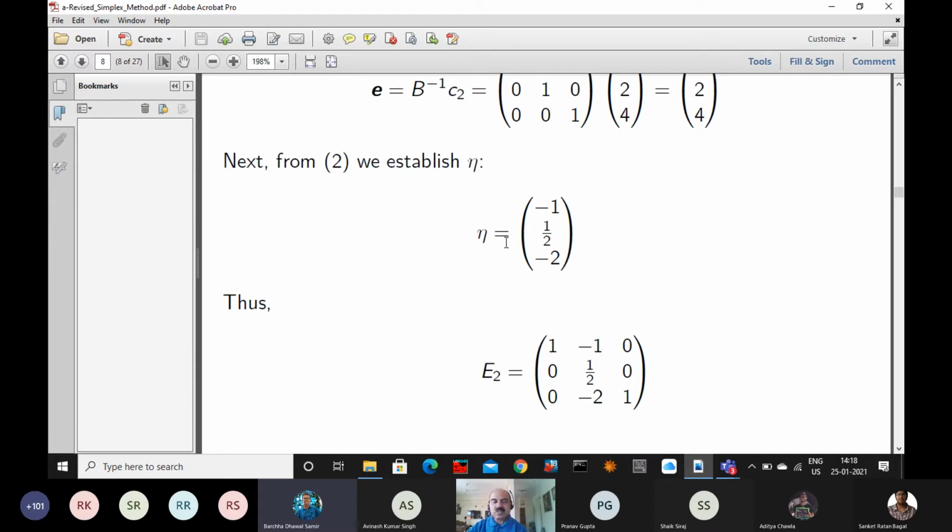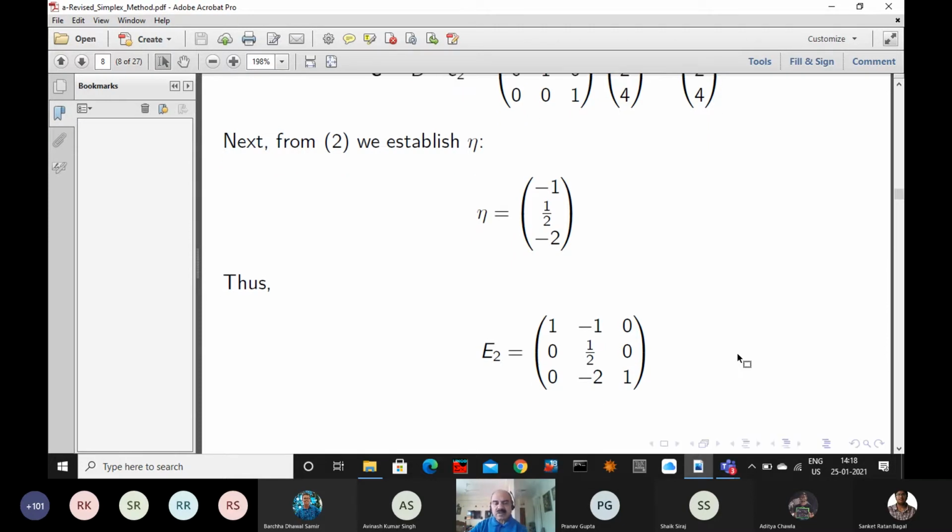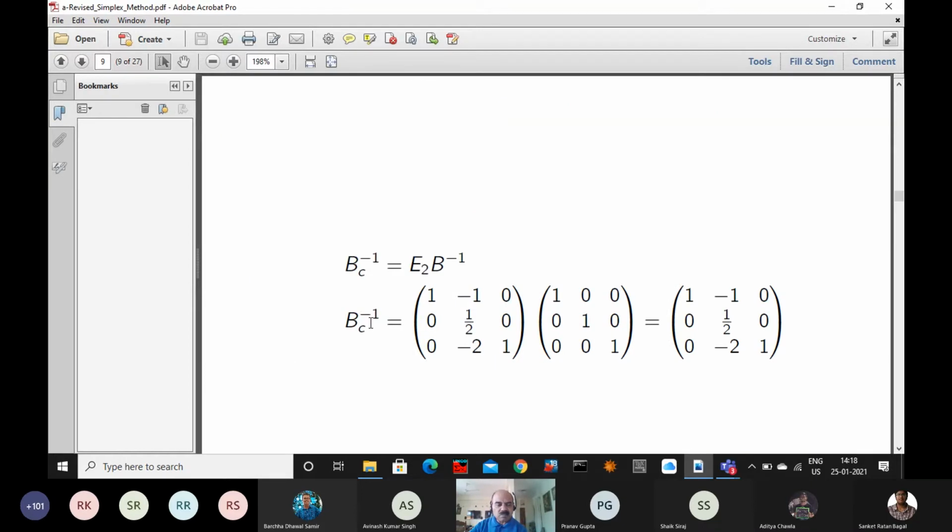So now we have got eta. Now E2: what is E2? Take an identity matrix and change only the middle column. This is our E2. So what is our BC inverse? BC inverse equals E2 into the identity matrix, which is the same as E2.